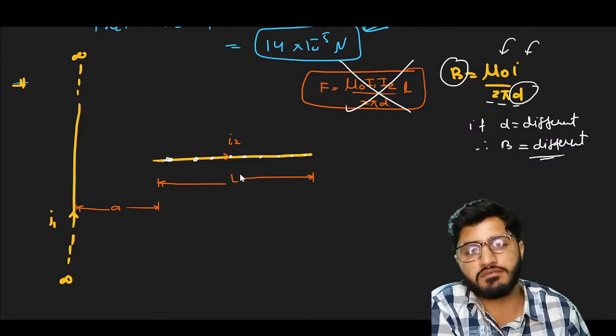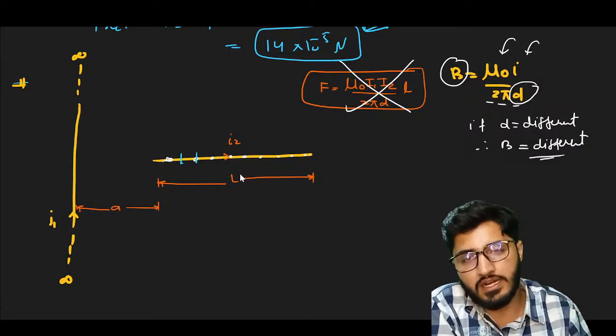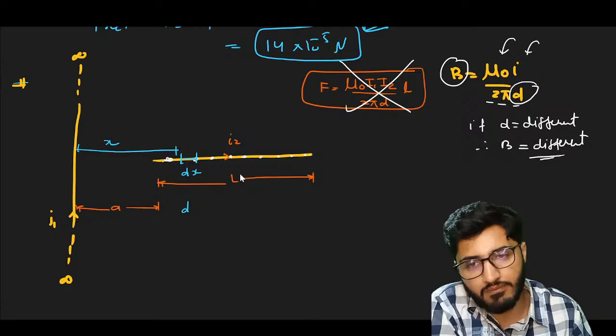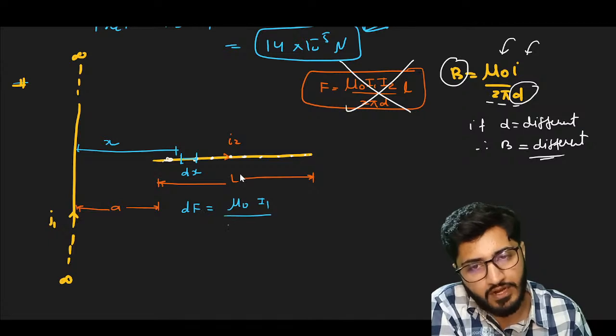So how can we do it? I will take a small element of length dx at a distance x from this wire. Here the force will be a small dF. It will be mu naught I1 divided by 2 pi x. Right?